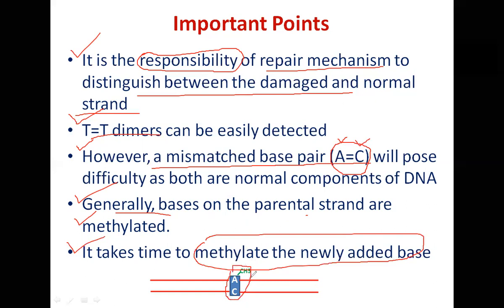Now the question was whether A is normal or C is normal. That particular question is resolved by looking at which of the two bases is methylated. A is methylated, as shown over here. What does it indicate? It indicates that A is the older one. That means C is the one which has been newly added, newly incorporated, and therefore C is taken as the abnormal one and it is repaired.